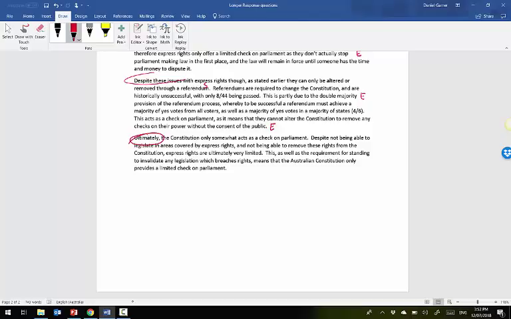However, the requirement for standing as well as the limited scope of express rights means that they only provide a limited check on Parliament. So I have an overall value judgment.